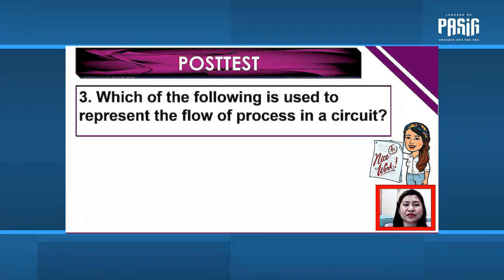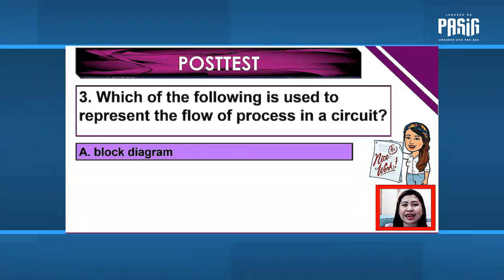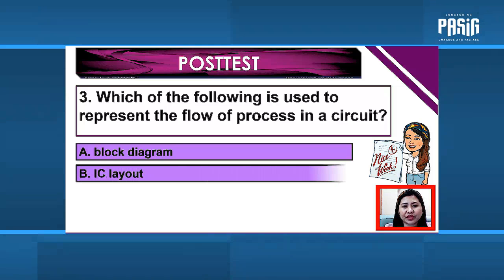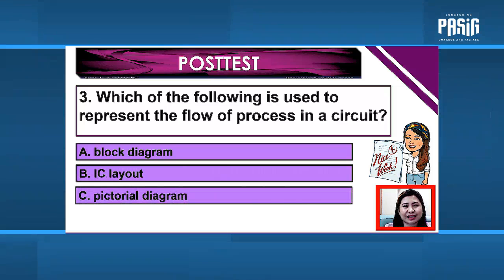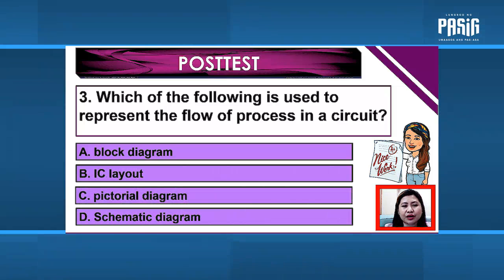3. Which of the following is used to represent the flow of process in a circuit? A. Block diagram. B. IC layout. C. Pictorial diagram. Or D. A schematic diagram.